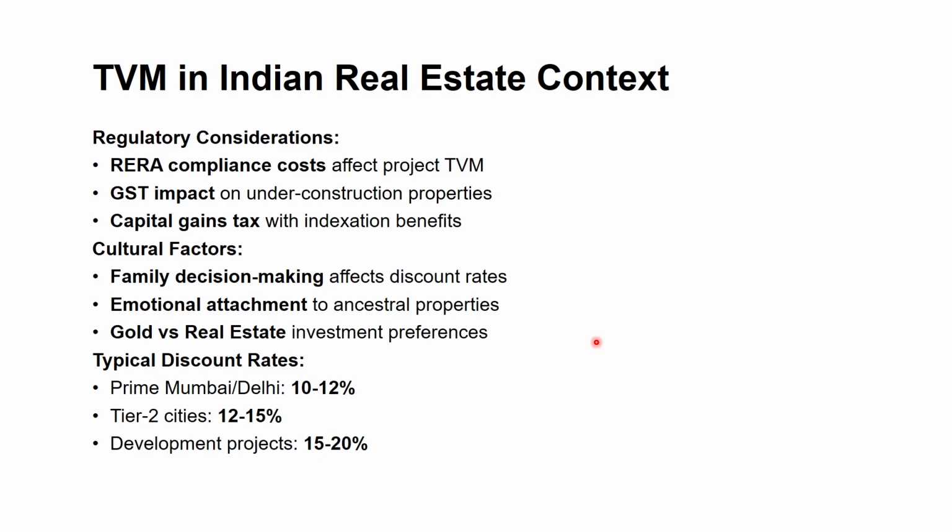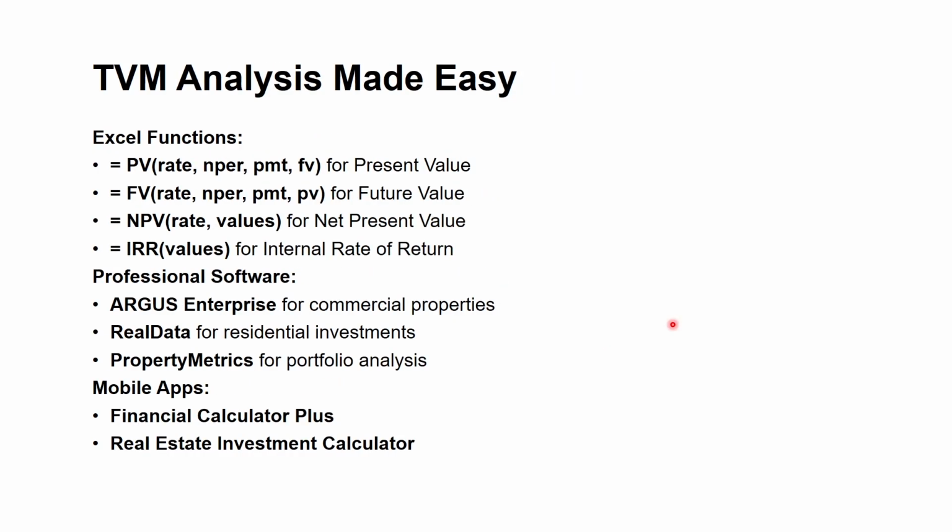Then typical discount rates vary by market. Prime Mumbai and Delhi properties might warrant 10 to 12%, whereas tier 2 cities require 12 to 15%, and development projects need 15 to 20% to compensate for higher risk. So, understanding how the discounting is done, and these local factors, is crucial for accurate TVM analysis in the Indian context.